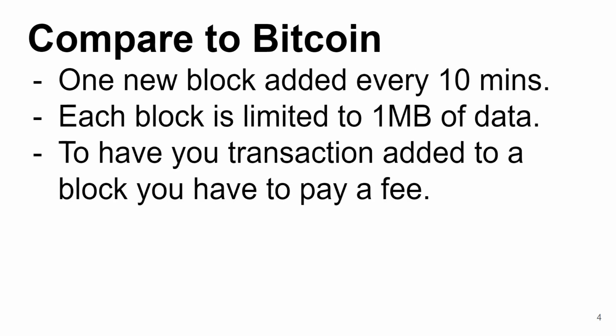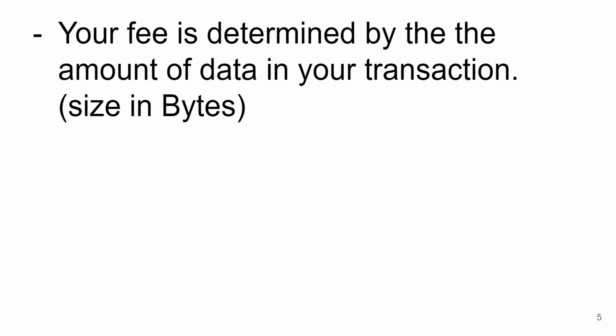Now let's compare this to Bitcoin and how transaction fees are paid on Bitcoin. So on Bitcoin, a brand new block is added to Bitcoin roughly every 10 minutes. Each block can only contain 1 megabyte of data. To have your transaction added to a block, you have to pay a fee to the miners. The amount you pay in fees is determined by the size in bytes of your transaction.